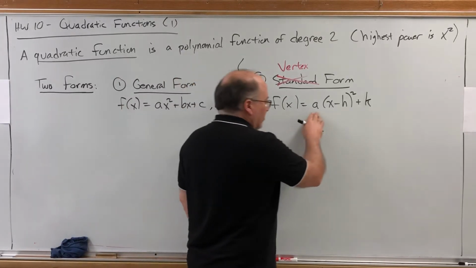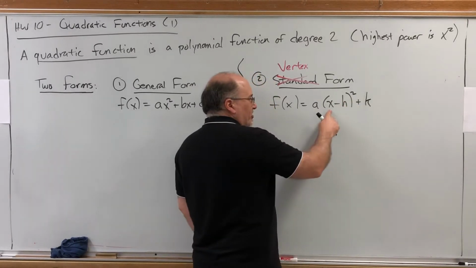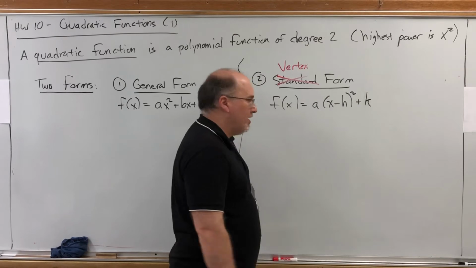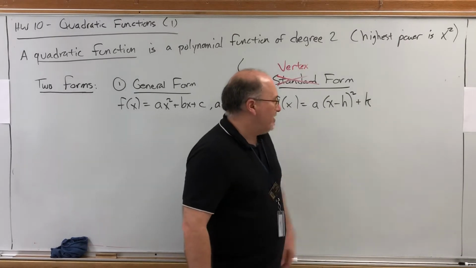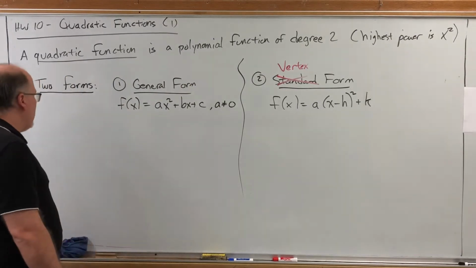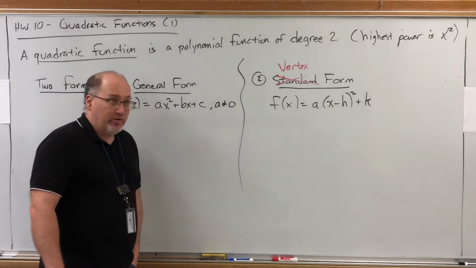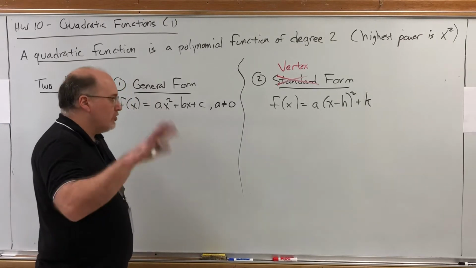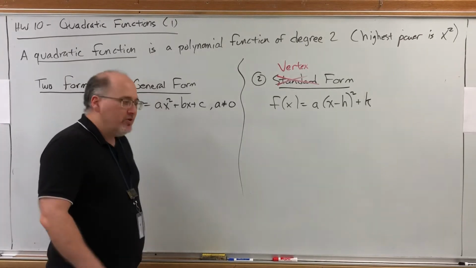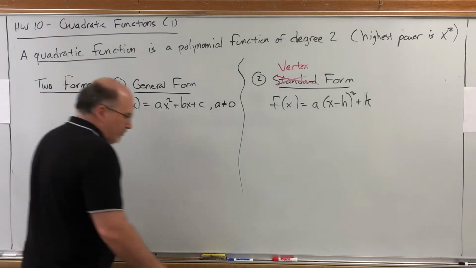f of x equals a times a parentheses squared, and inside the parentheses is x minus a number, we're calling that number h, and on the end is a plus k. But these aren't the only forms that quadratic equations can come in, but they are the two most standard forms. I could throw something up there that's super junky and you can manipulate until it looked like one of these, and it would be quadratic.